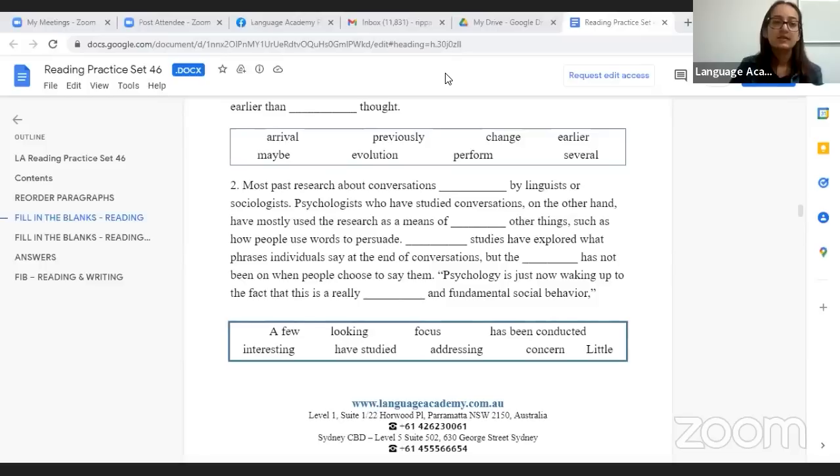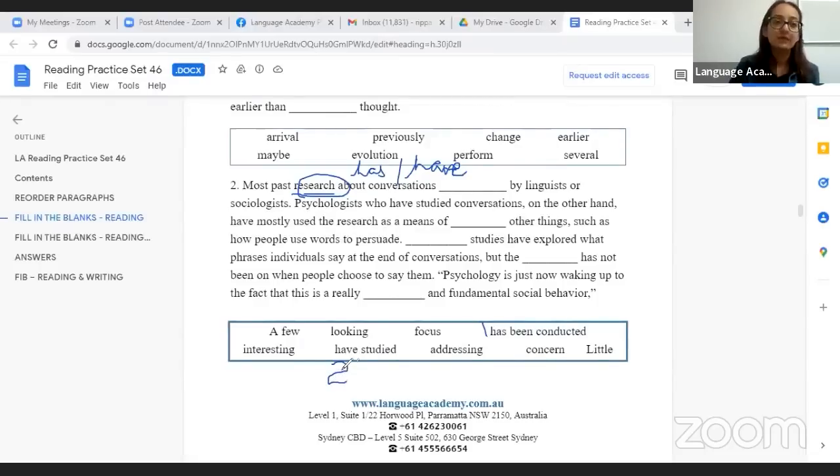Let's see, this says most past research about conversations dash by linguists or sociologists. So what is a noun? Research is the noun. Research is singular. So with singular we use has, with plural we use have. Both are present tenses. It is simply a choice of singular or plural noun that we have to make. So research has been conducted. Research is singular, so we cannot say have.